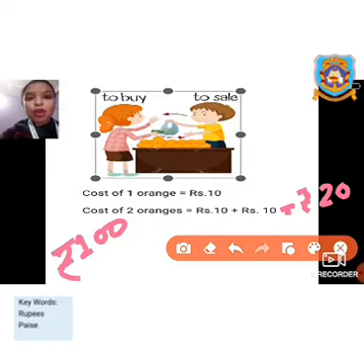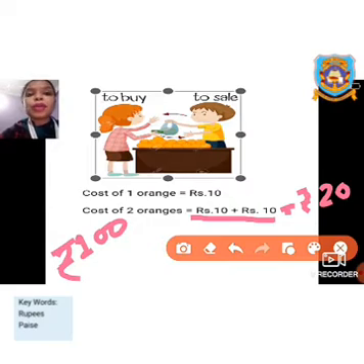First, she has gone to the shopkeeper. She has asked what is the cost of one orange. The salesperson told that this is rupees 10. So she wants to take two oranges. Then she counted in her head and she did addition. So rupees 10 plus rupees 10 equals rupees 20. But she doesn't have change of rupees 20. So she has given rupees 100 to the shopkeeper.